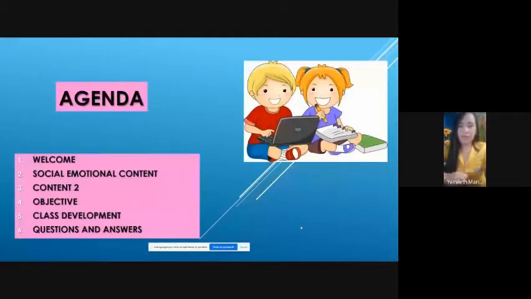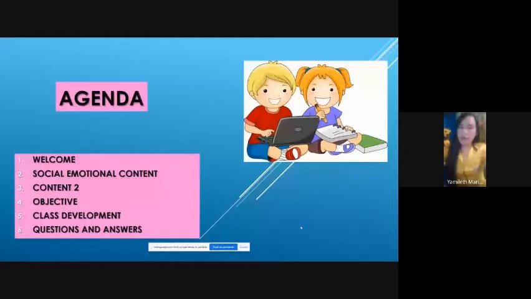At first, we have welcome, then number 2, social emotional content. For our social emotional content, I'm going to ask for participation. Remember to do it in order. The students who want to participate, activate your virtual hand, and then open your microphone and participate. Number 3, we have content number 2. Then the objective, the class development, and at last, I'm going to leave a space for questions and answers.